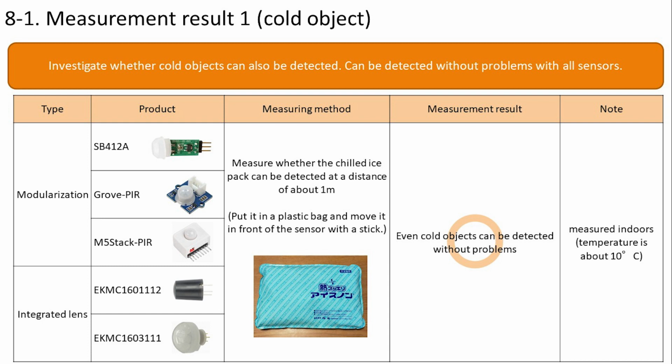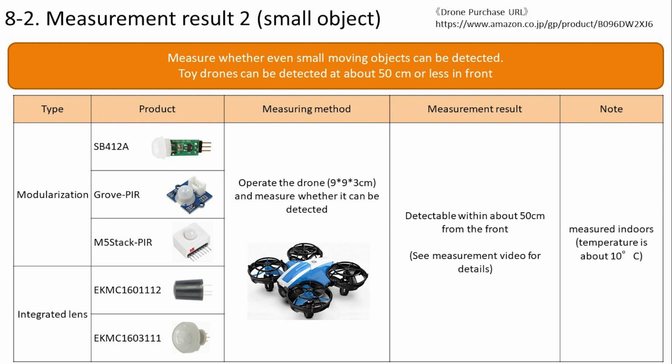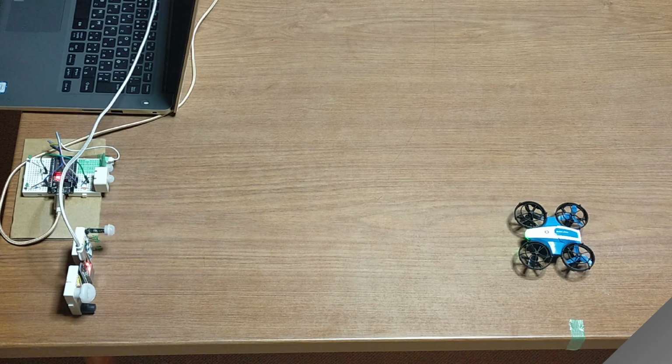problems. Move on. Next, we checked whether it could detect even small objects. It seems that it is difficult to perceive at about 1 meter. It was detected when it moved about 50 centimeters in front. Distances around here varied slightly between sensors, but since it's difficult to move the drone at a fixed distance, the distances are also approximate. There is a video of the measurement content, so let's check it out.